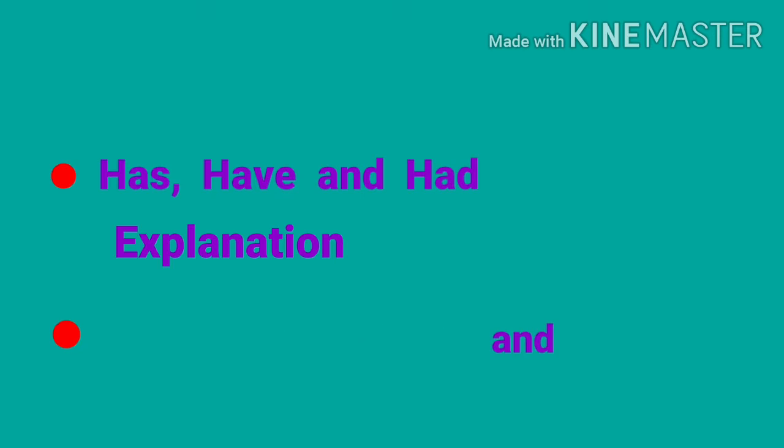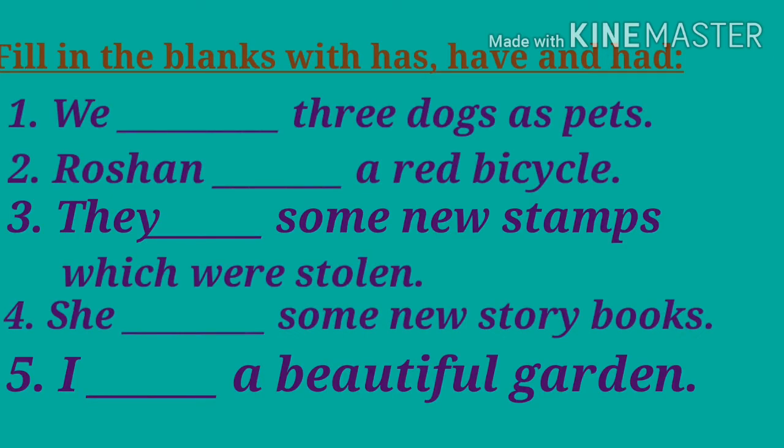Today our first work is that we'll do one more exercise on has, have, and had, so that it will be clear to you. Okay, children? See, children, a piece of homework is given. You have to do it in your school English copy.